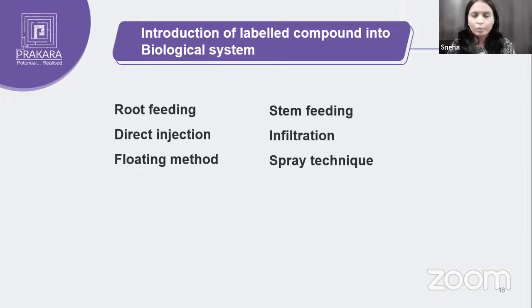First is root feeding. In this, whichever plant we have selected for the tracer technique study, we prepare a solution of these radio compounds, radioisotopes, or radio label compound. This is fed in liquid form through the root into the medicinal plant. As we know, roots have the capacity to absorb water from the soil. So through that water, these radioisotope compounds go into the plant body. Then from there, they go to the site of action.